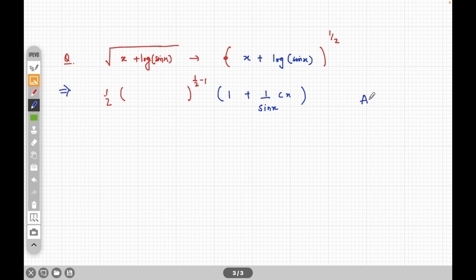This is my answer. I have to garnish it a little. So the half becomes minus half. This in the numerator, the negative root comes in the denominator, into 1 plus cot x, because of this trigonometric identity. This is the answer. Are we clear? Anyone who is still not clear about this?